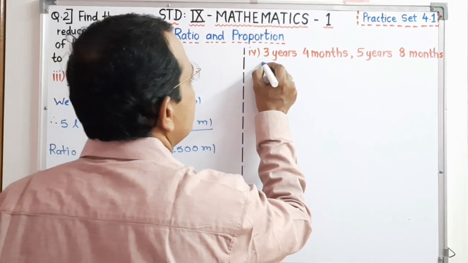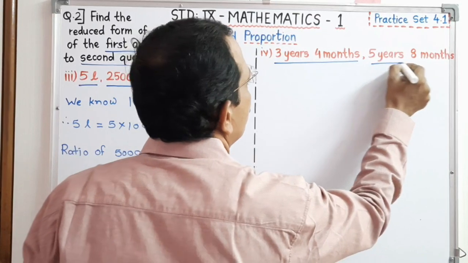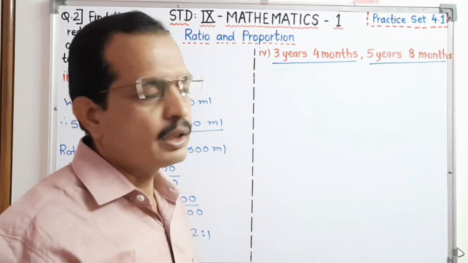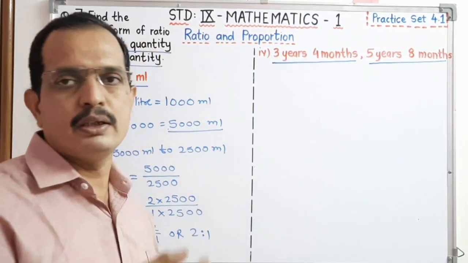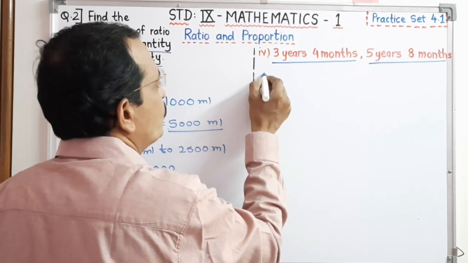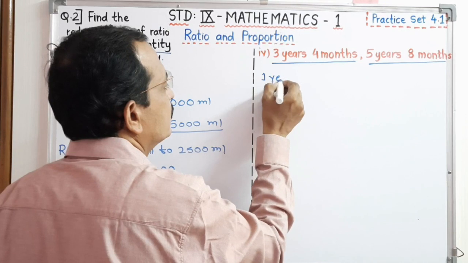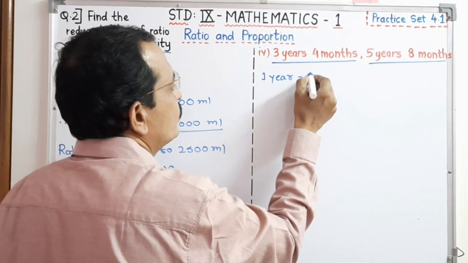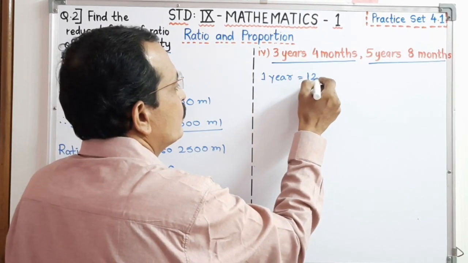Here it is 3 years 4 months and 5 years 8 months. Now all of you know that in a year how many months are there? 12 months. Therefore 1 year is equal to how many months? 12 months.